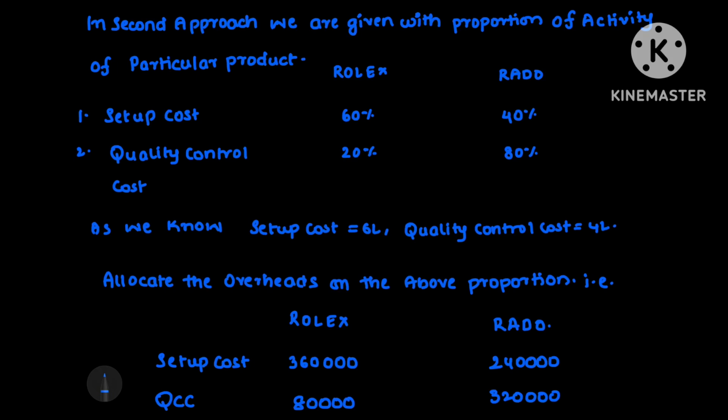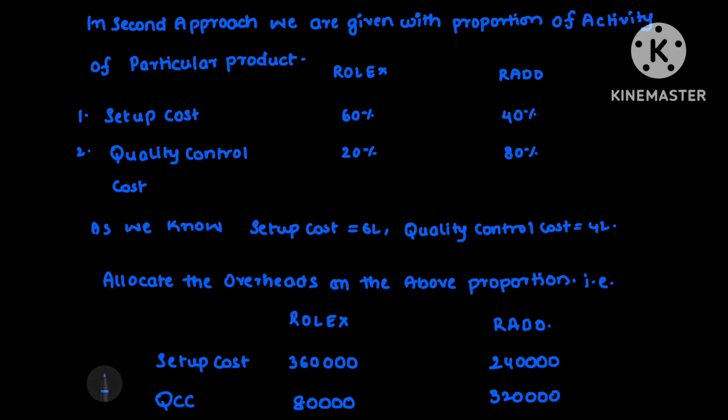Let us understand what the activities are. Activities are, for example, setting up of machinery, quality control activities, inspection activities, etc. Now let's bifurcate the overheads. In case of Rolex, setup cost is 60%, which is 3,60,000. In case of Rado watch, it is 40%, which is 6 lakhs into 40%, which is 2,40,000.